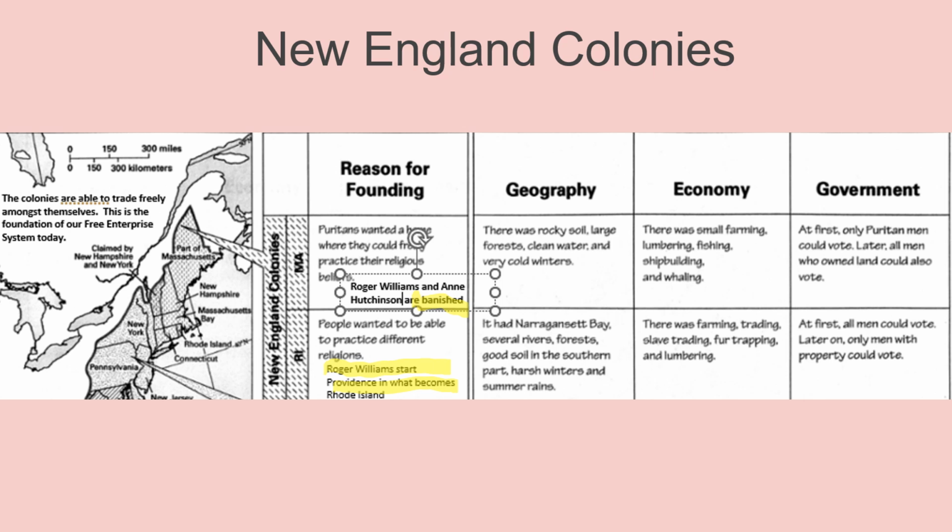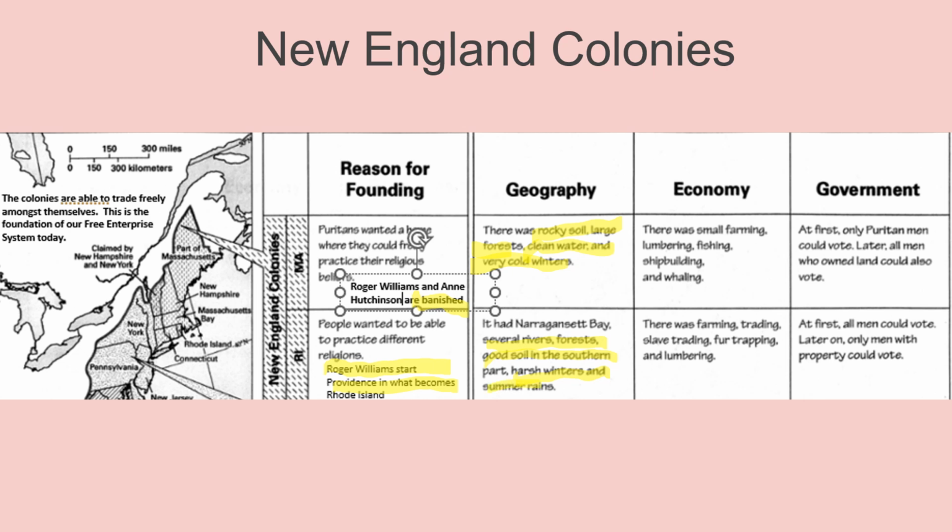The geography of this region in Massachusetts, in the northern part of it, is very rocky soil. They have large forests. They get all the trees, the lumber. They've got very clean water, but the winters are very cold. In the southern part of this region, you have the Narragansett Bay. I have a hard time pronouncing that. They have several rivers. They've got forests for good lumber. They've got good soil for small farms in the southern part, but the winters are very harsh and they have long summer rains.